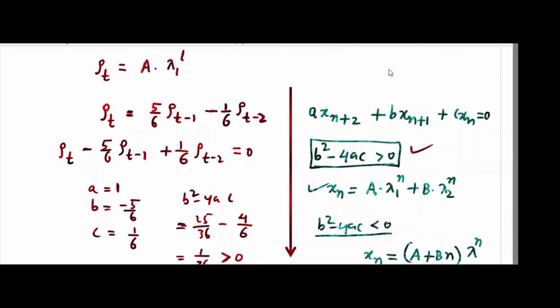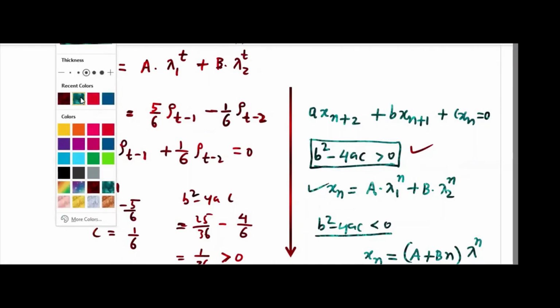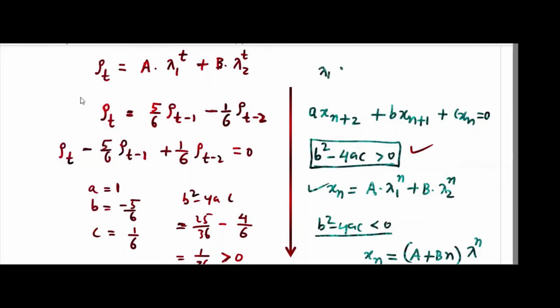We can write t, and then B lambda 2 power t. And here, what are lambda 1 and lambda 2? Here, lambda 1 and lambda 2 are the roots.